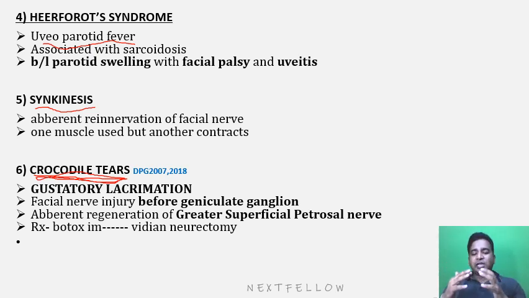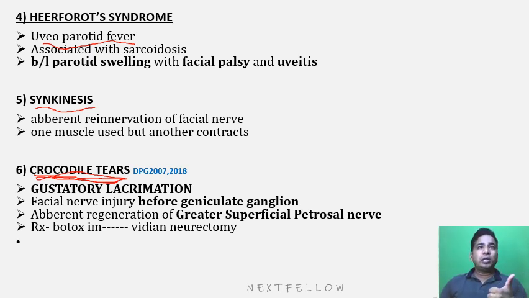So what happens? Suppose there is any facial nerve injury before the first branch emerges. This GSPN, the first branch of the facial nerve, which supplies the lacrimal gland, sometimes gets aberrant regeneration. Okay, so it will get regenerated with some other part. So by looking at the food, the patient will start having tears in the eyes. So the lesion is before the geniculate ganglion, and the pathology is aberrant regeneration of the greater superficial petrosal nerve. So it is known as gustatory lacrimation. That is, by looking at the food or trying to swallow the food, the patient will have lacrimation.